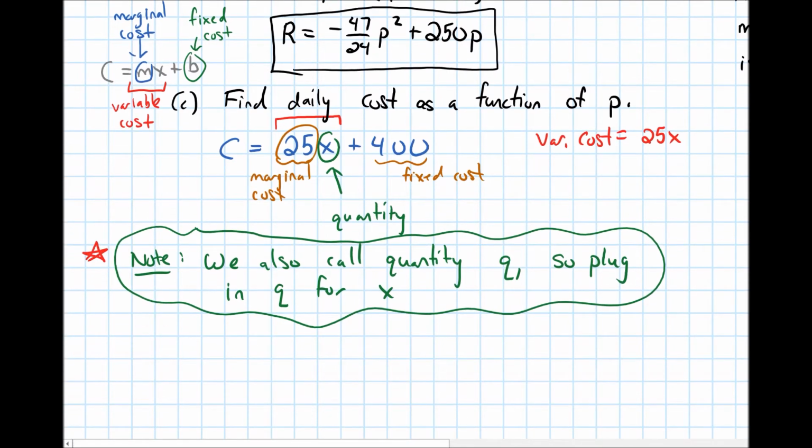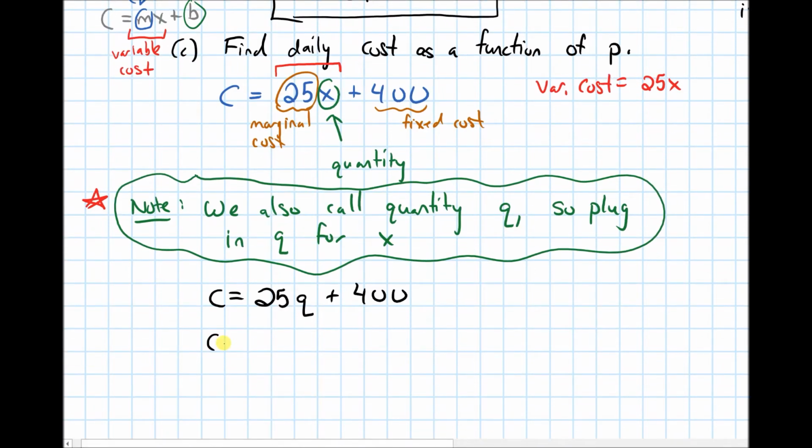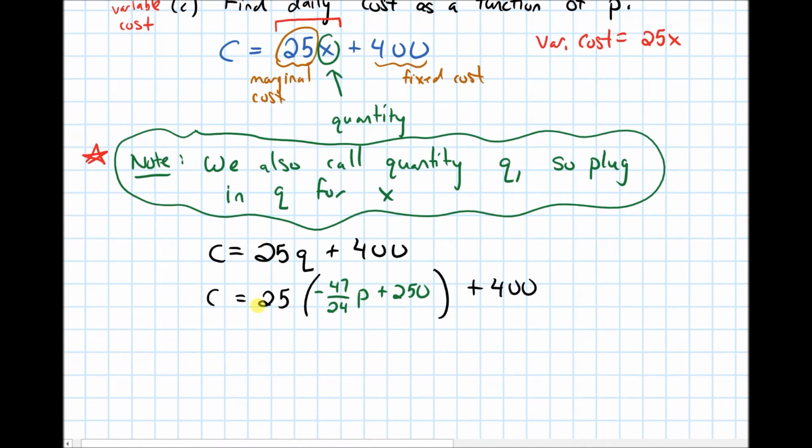Okay, so doing this, we get C equals 25, and X will replace that with a Q, because it represents a quantity, times 400. And now for the Q, we can plug in what our demand was. So we get C equals 25 times what was Q. Q was negative 47 over 24 times P plus 250. Okay, and that's what we get when we plug in for Q and what demand was. And then we still have this plus 400 that's at the end.